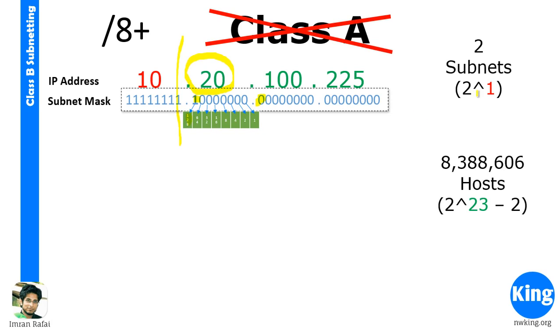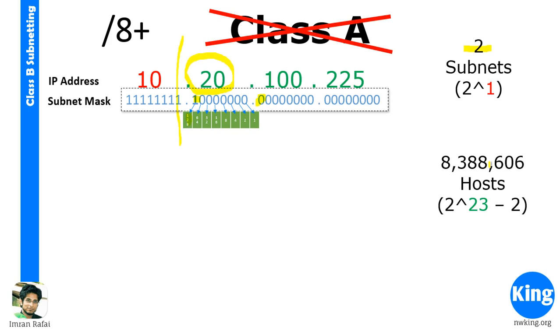Like we already know, 1 bit borrowing gives us 2 subnets, and the valid hosts are derived from the number of zeros. So 2 to the power 23 minus 2 is 8,388,606 hosts. That's a big number. In practical life, you will not see such large networks or subnets with 8 million hosts. That's not practical. We would be breaking it down into smaller subnets.